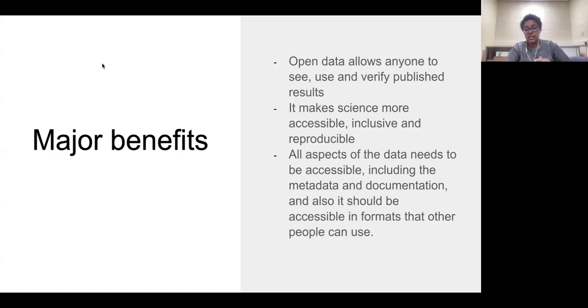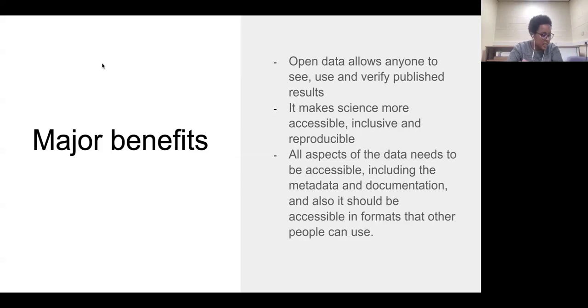Another key benefit is that all aspects of the data that accompany the data, so metadata and documentation, also need to be accessible. That creates opportunities for individuals. Even if your data is not fully accessible, some of your metadata is available for people to use, and they can recreate the data using some of the guidelines that you put out, which again makes science more accessible, inclusive and reproducible.